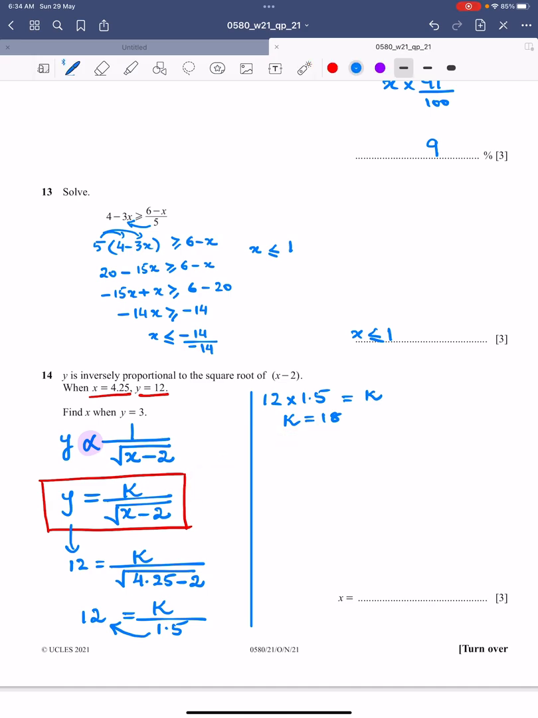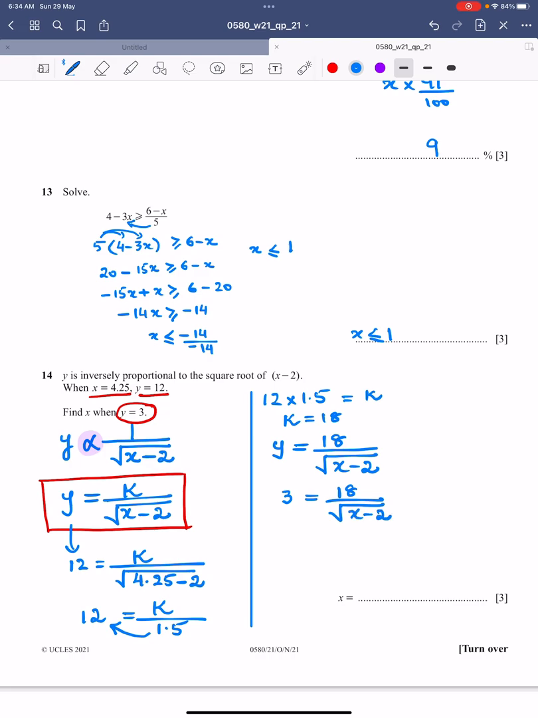So here we copy the equation y is equal to, but in place of k we write 18. 18 divided by square root of x minus 2. Now we have the value of y as 3. We are given the new value of y as 3, and we need to find the corresponding value for x. So we plug in the y value as 3. 3 is equal to 18 divided by root of x minus 2.